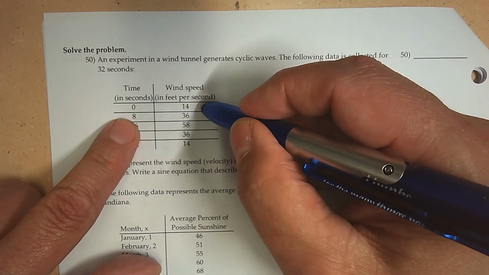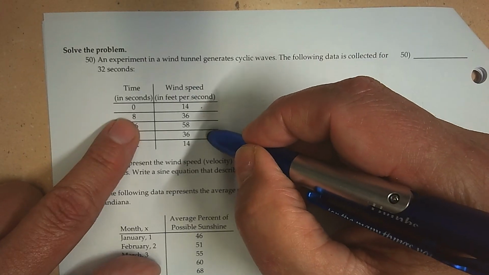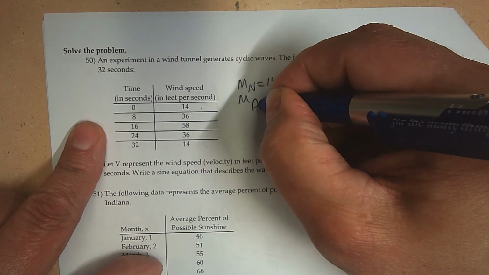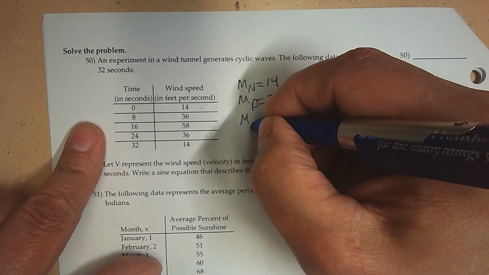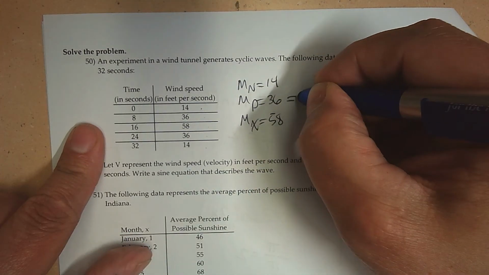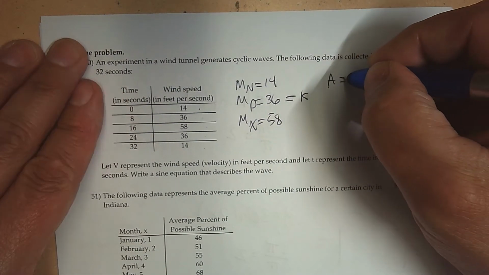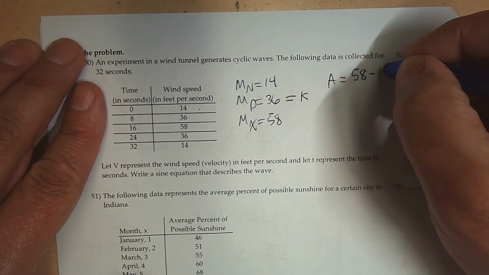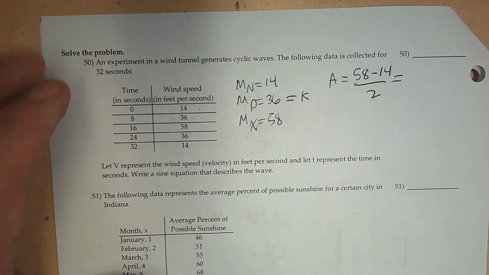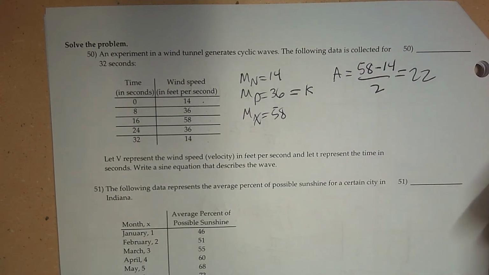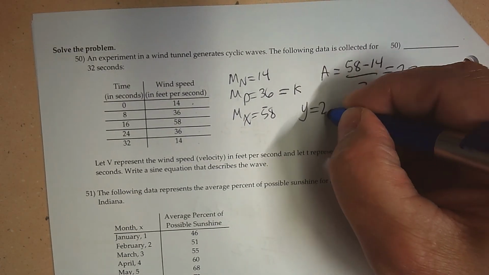This one starts at 14, 36, 58, back to 36, back to 14. So clearly 14 is the minimum. The middle of the wave is 36, and the top of the wave is 58. So already I know if the middle of the wave is 36, that's my k in my formula. Now, to find the amplitude, I'm going to subtract the bottom from the top, and divide by 2. So 58 subtract 14. I should be able to do that in my head. I'm not thinking right now. So 58 subtract 14, and then divide by 2 is 22. So the amplitude here is 22.